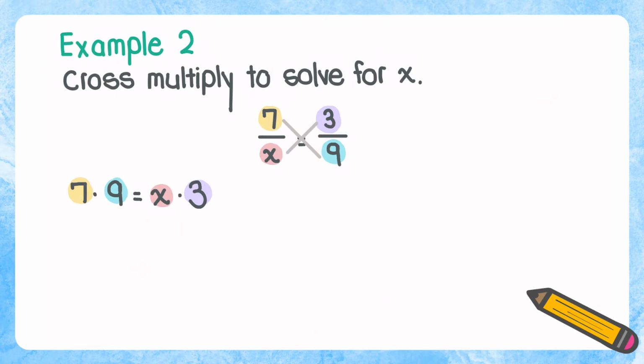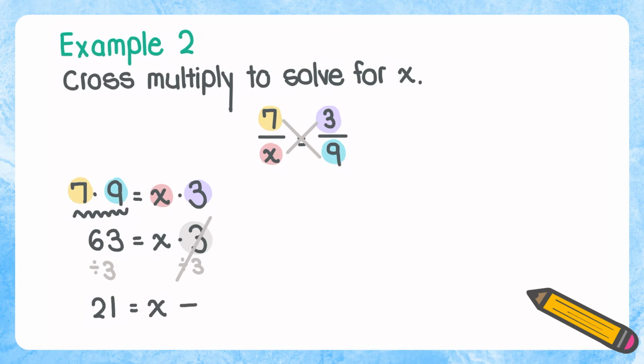Now let's simplify this equation. We know that 7 times 9 equals 63. So this part right here becomes 63, and this equals x times 3. I want to solve for x. I want to isolate x. So what I'm going to do is divide by 3 on both sides. 63 divided by 3 equals 21. So 21 equals x. This is the same thing as saying that x equals 21.